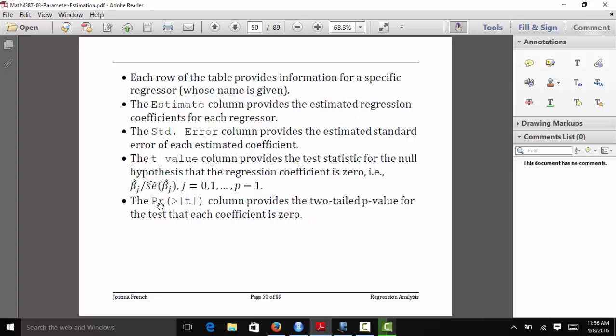And then this last column, the probability greater than the absolute value of t, is actually the two-tailed p-value for this particular hypothesis test. So at this point, you don't need to really know how to understand these last two columns beyond the fact that there is a test statistic and a p-value for a certain hypothesis test. And we'll learn the details about that later.